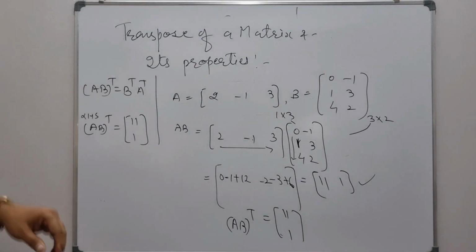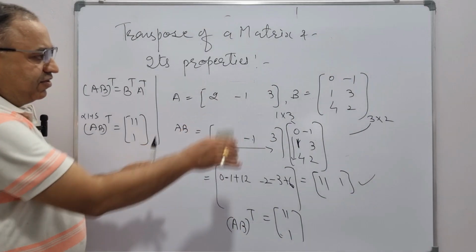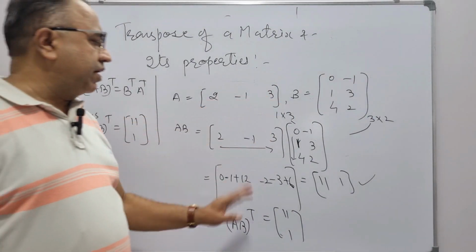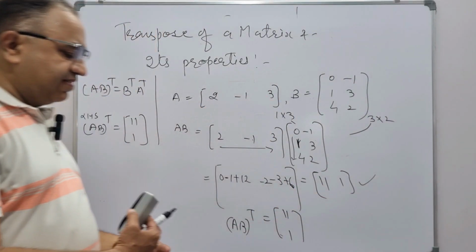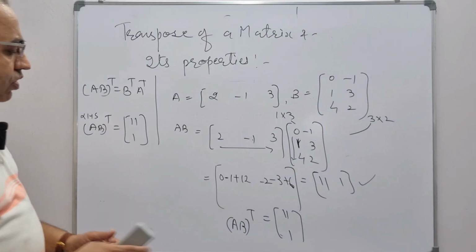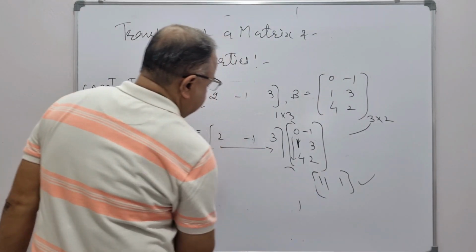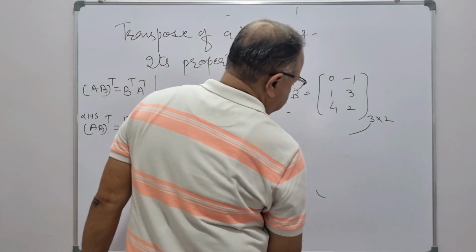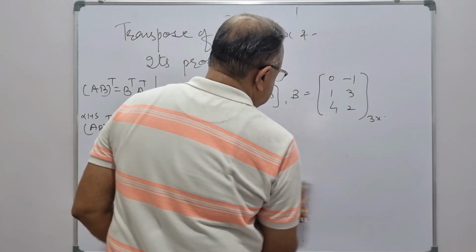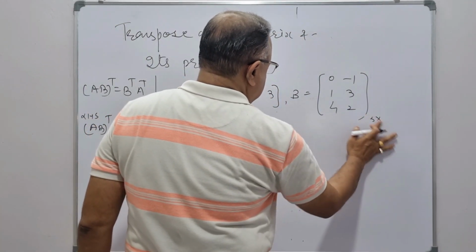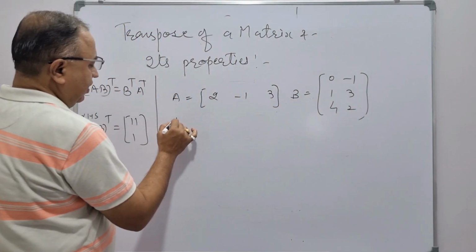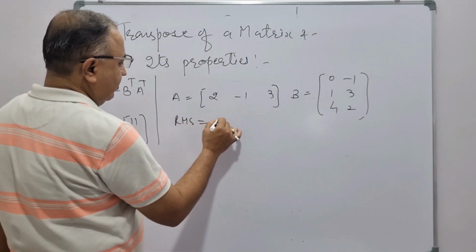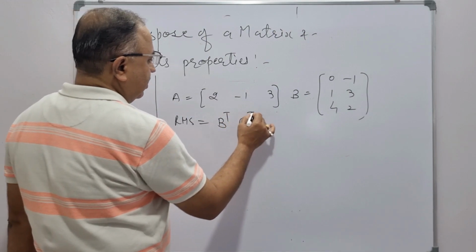Now you will go for the right hand side. So I will rub this portion. What we did, we multiplied A by B, we got AB, and then we took its transpose, converted rows into columns. Simple. Now for the right hand side. We are going for the right hand side now. The right hand side says transpose of B multiplied by transpose of A.